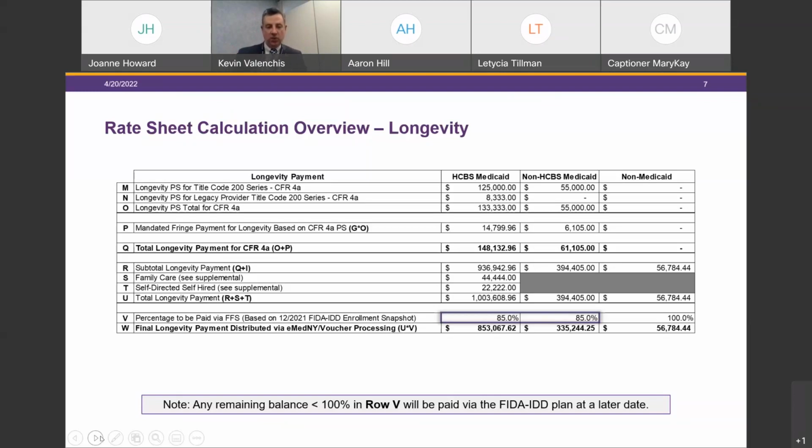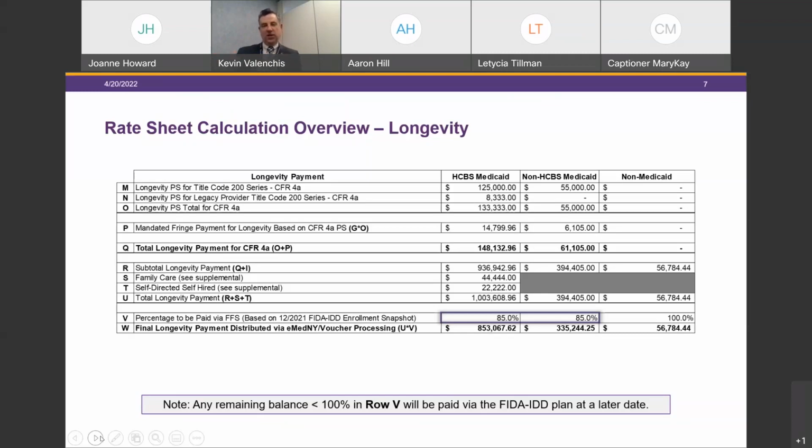So what this really reflects is because 15% of this fictitious provider's population was enrolled in the FIDA in December of 21, their final longevity payment will be 85% of the $1,003,000 that was calculated in row U. So in this case, that same percentage, we looked at it in the aggregate, not by funding type or anything. So that's why you see the 85% in both the state plan, the middle column, and in the waiver, the far left column.